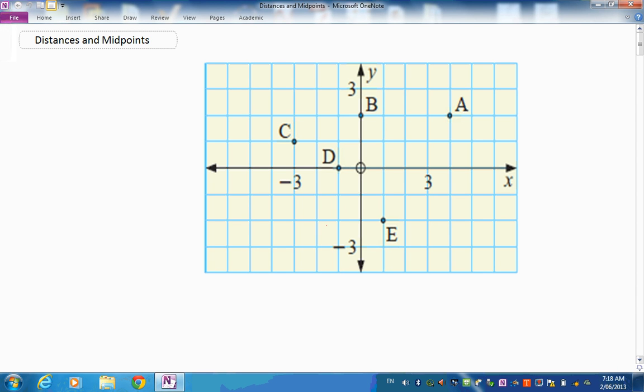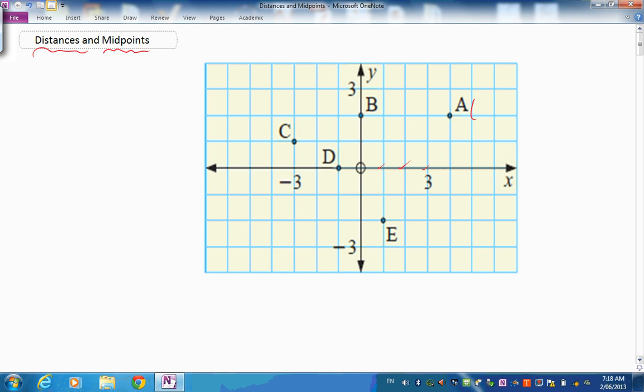Well, we're looking at further coordinate geometry, this time with distances and midpoints. Distances between lines, between points, and the midpoint of a line. Let's have a look at the grid here and see what the problem might be that we're going to try and solve here. Coordinates of point A are, what have we got?